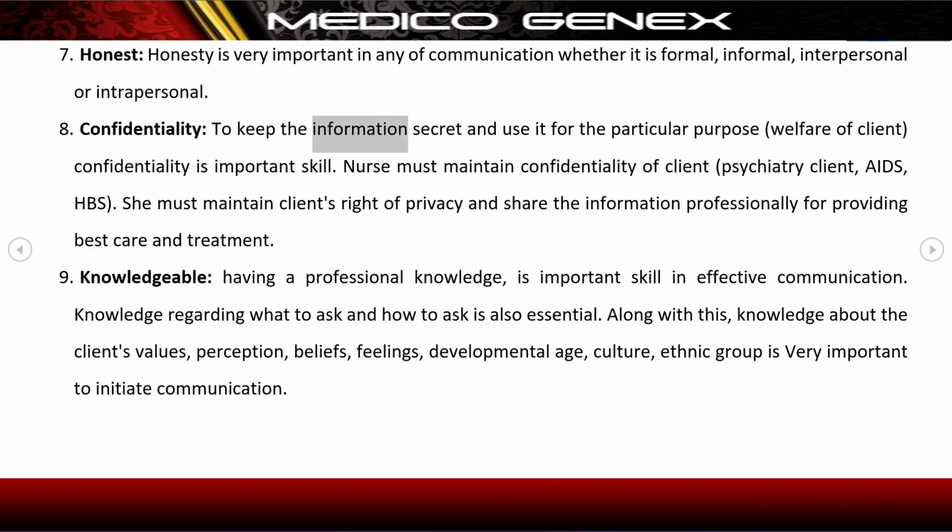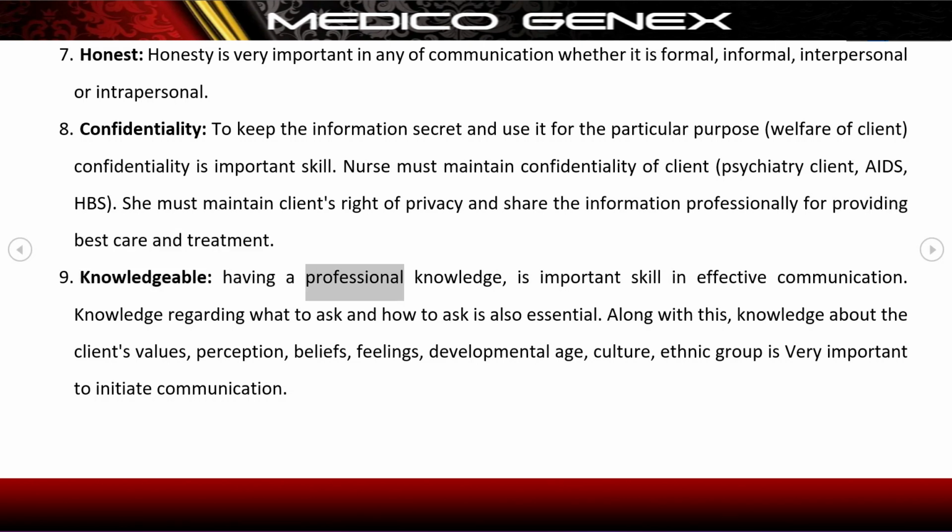Confidentiality, to keep the information secret and use it for the particular purpose, welfare of the client. Confidentiality is an important skill. A nurse must maintain confidentiality of the client, such as a psychiatric client, AIDS, HBS. She must maintain the client's right of privacy and share the information professionally for providing the best care and treatment.